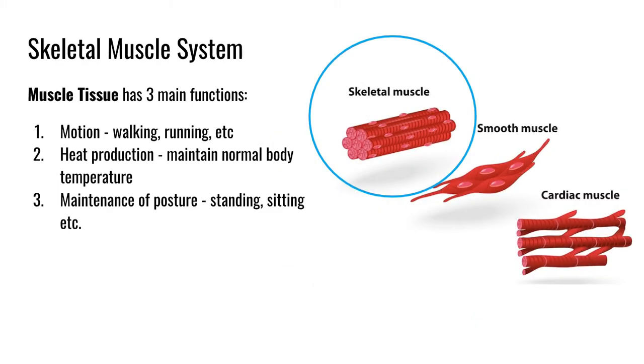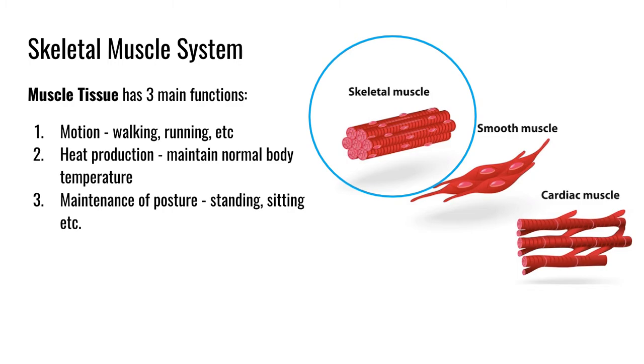Each muscle has muscle tissue, and there are three different types of muscle in our body: cardiac muscle, smooth muscle, and skeletal muscle. For our purposes, we're going to focus on skeletal muscle. They're just like they sound. They're the muscles that are connected to the skeletal bone structure that we just reviewed. And they have three main functions.